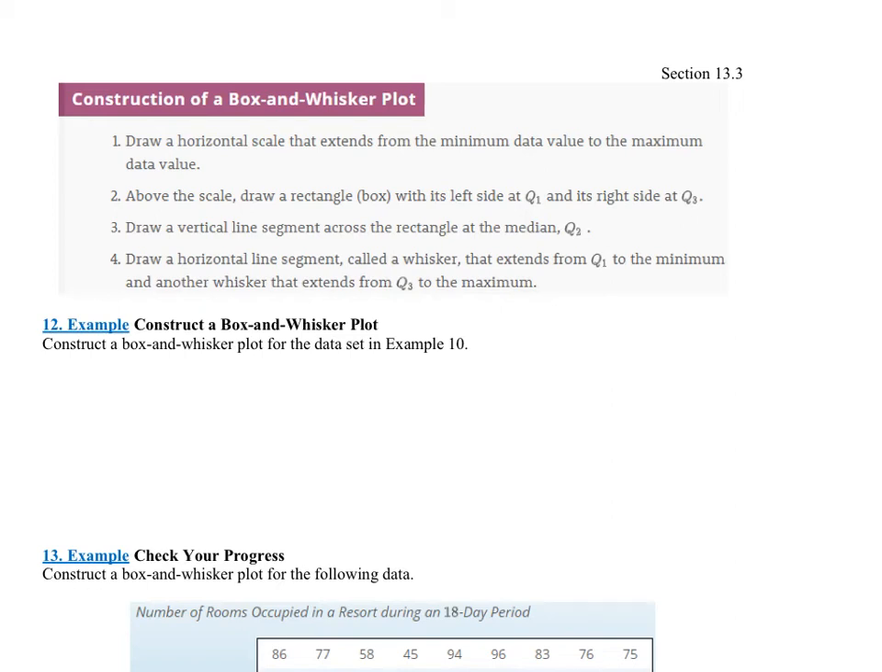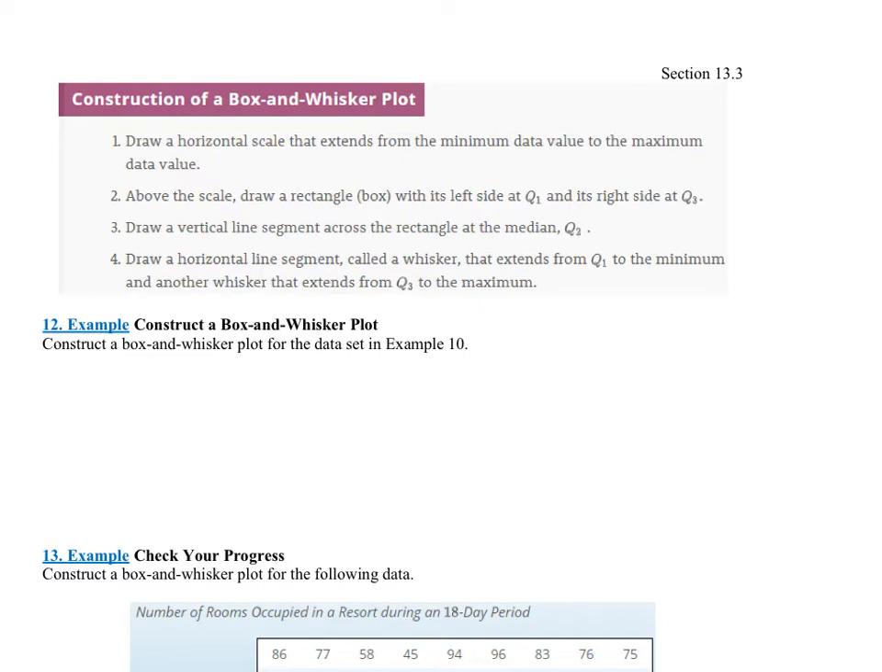So the process for constructing a box and whisker plot: you're going to draw the horizontal scale. It extends from the minimum data to the maximum data value. Remember the scale, you want accuracy with your tick marks. Make the tick marks the same space and make sure they're the same labels, okay? I do want you to label your tick marks, and I also want you to label your points, which they don't do in the textbook, but I ask that you please do.